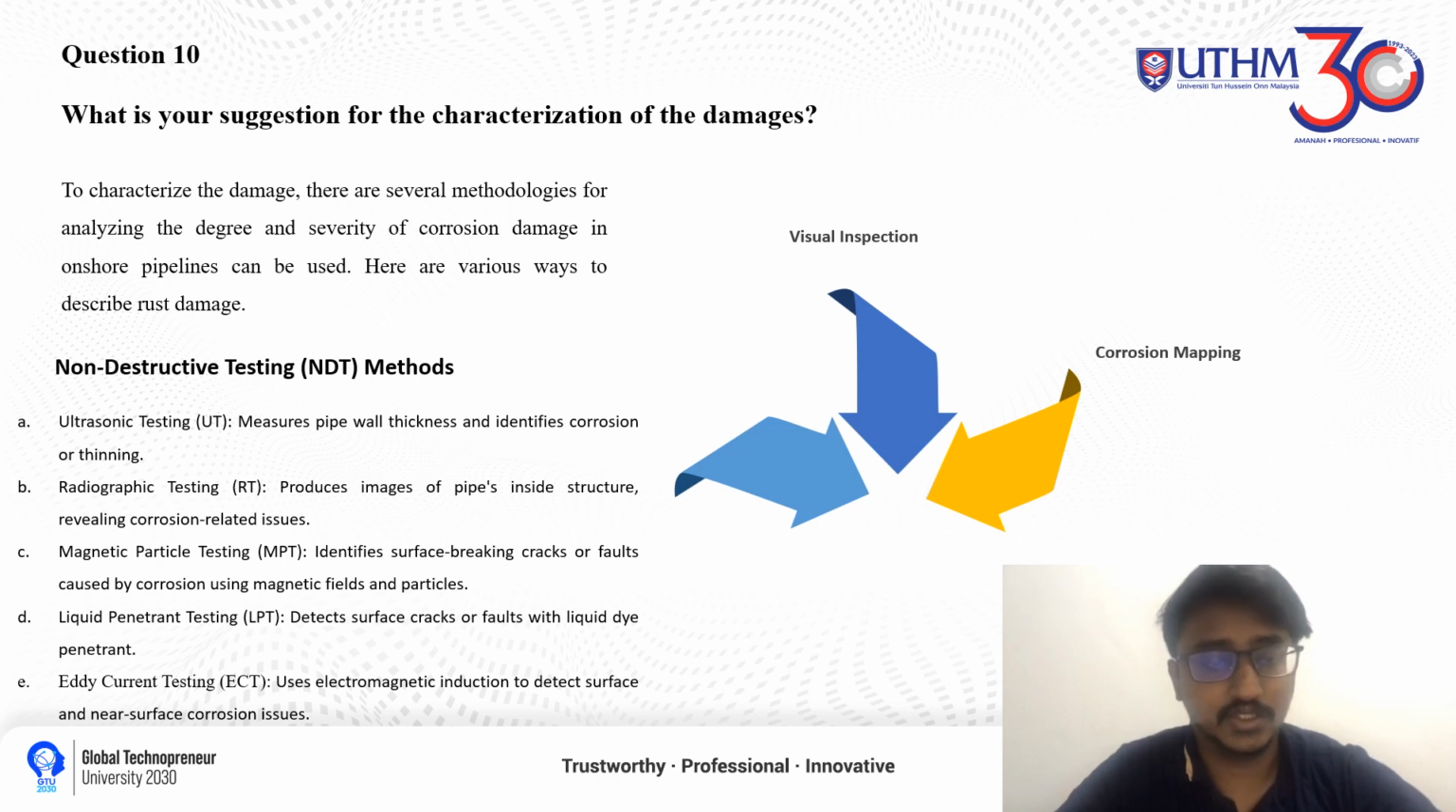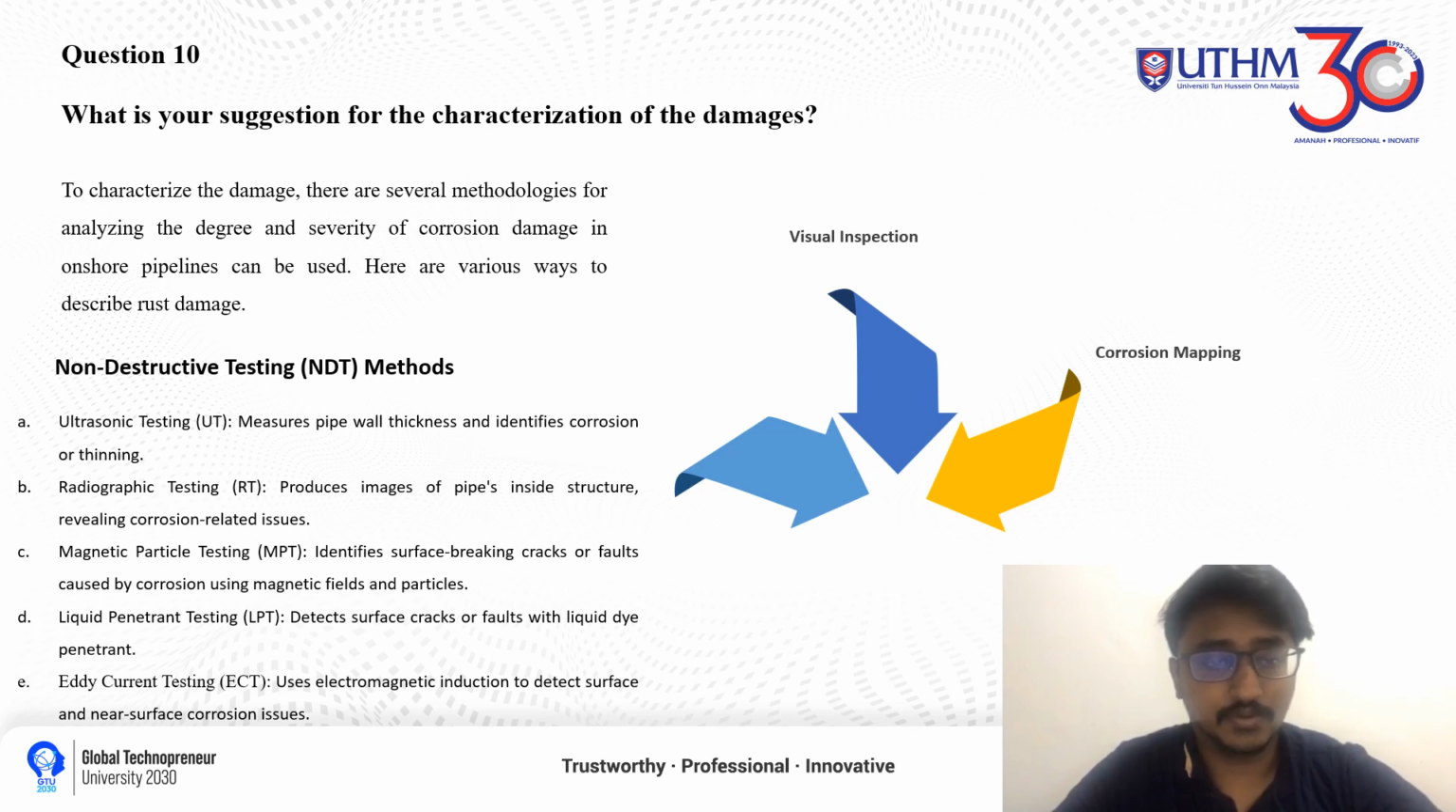also known as NDT. In non-destructive testing, we have a few tests, which are ultrasonic testing, radiographic testing, magnetic particle testing, liquid penetrant testing, and also eddy current testing. Ultrasonic testing measures the pipe wall thickness and identifies corrosion or thinning. Radiographic testing produces images of the pipe's inside structure, revealing corrosion related issues.